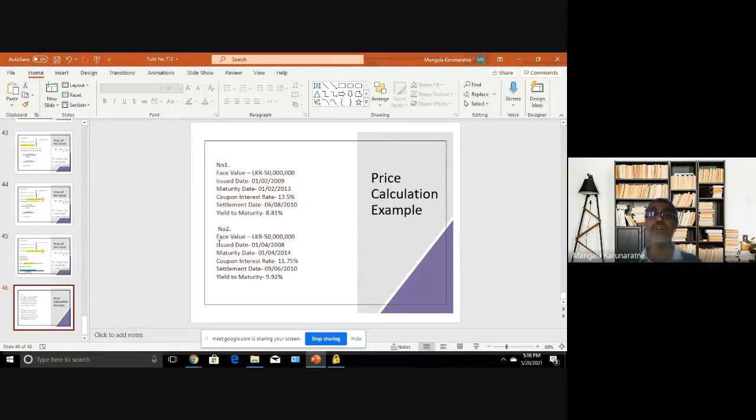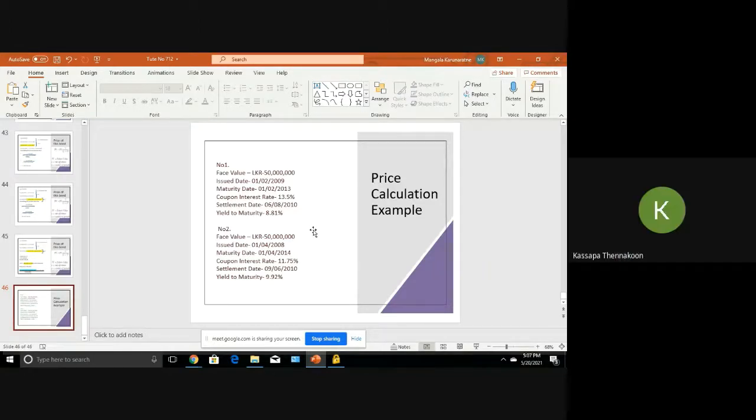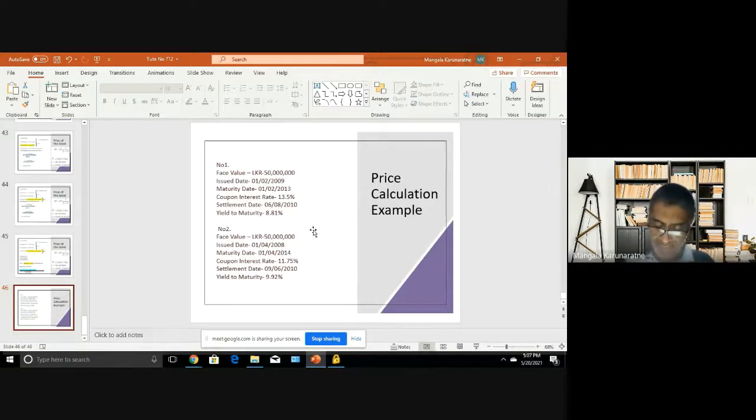Again, this is also a premium bond because coupon interest is 11.75 and yield to maturity is 9.92. So by looking at this, you can say the price will be more than 100. So who said that you got this 55 million? What's your name? Asim. Yeah, Asim. Now your answer is correct, because ultimately you will be getting a dirty price of 110.4511.